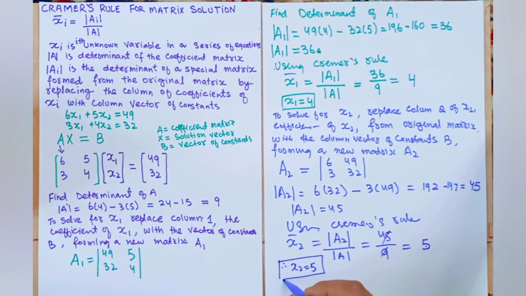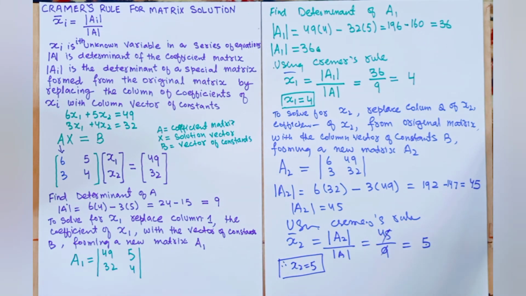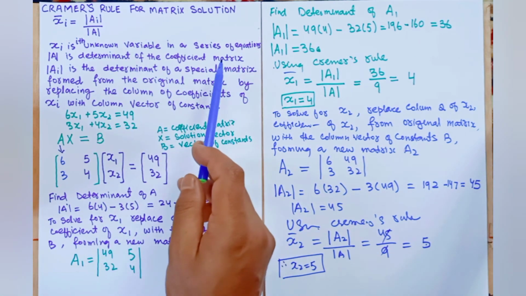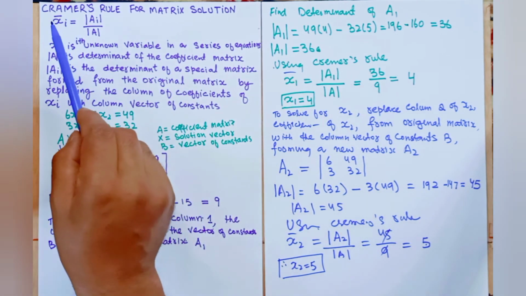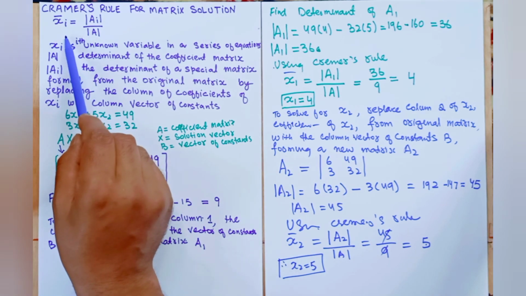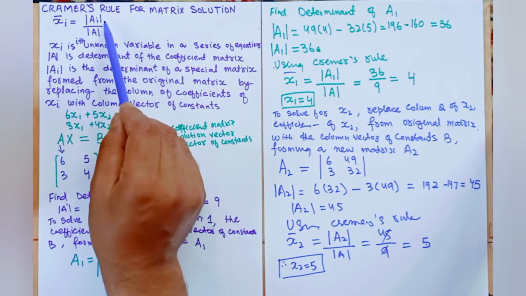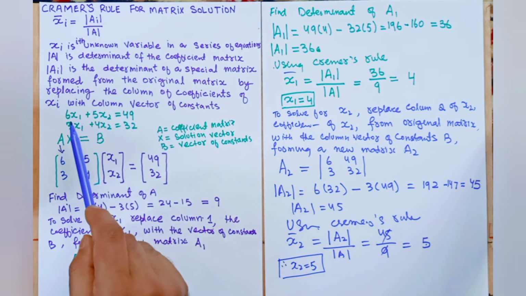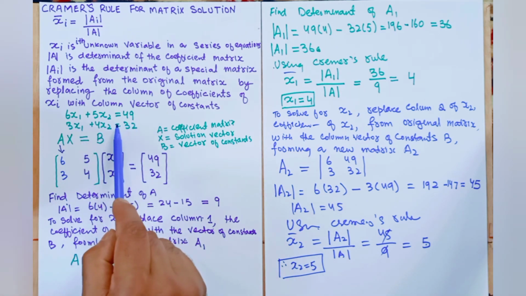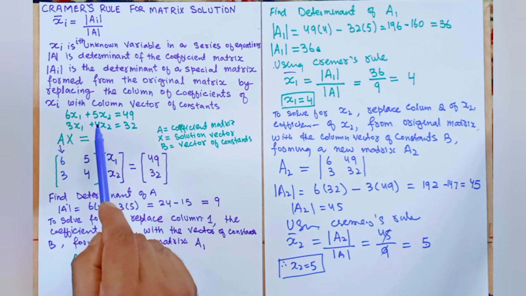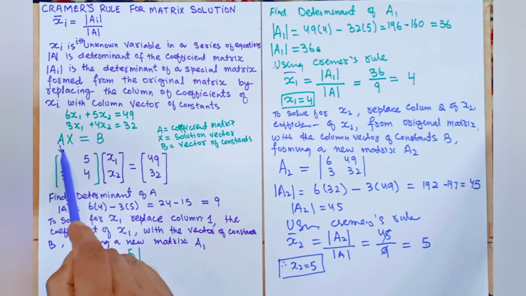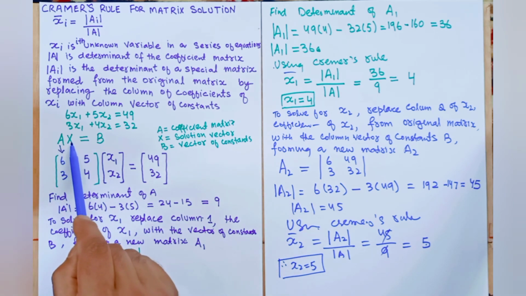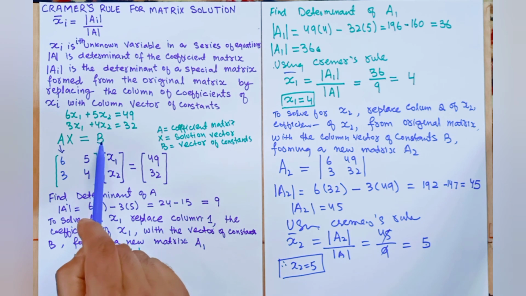So this was all about solving a matrix system using Cramer's rule. So I will repeat here. Cramer's rule states that xi, that is the ith unknown variable, is equal to the determinant of the special matrix which we form divided by the determinant of the original matrix. Now, if we are given a system of linear equations, first of all we express it in matrix form as Ax equals B, where A is the coefficient matrix, X is the solution vector, and B is the vector of constants.